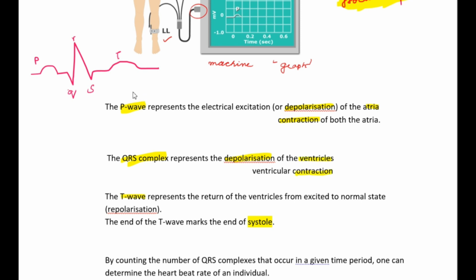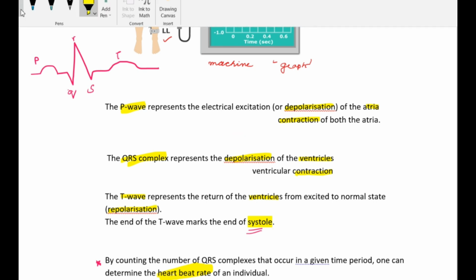Next, the T wave. This T wave represents repolarization, or returning of the ventricles from the excited to the normal state. So depolarization is excitation, repolarization is returning from the excited state to the normal state. So the T wave represents ventricular repolarization. The end of the T wave marks the end of systole. So this is what you need to know about the waves. What does each wave signify, represent?